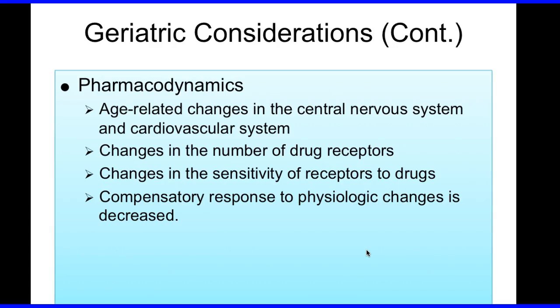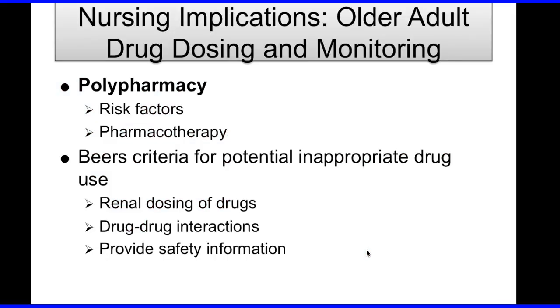Remember we talked about drug receptors, the protein. There's 4 different ones that the drugs can bind to, and so there's a decreased number of those. Also, the sensitivity of it, so it may not work as well because everything in our body ages as we get older. And just our response to the medications is different as we get older.